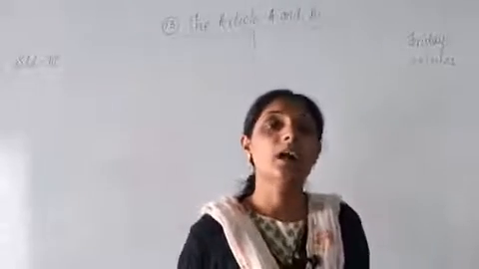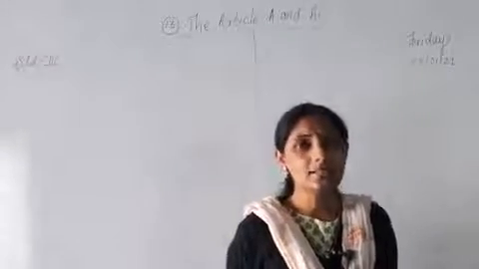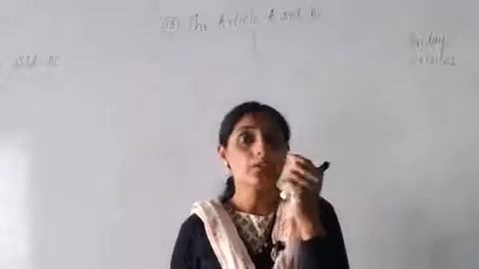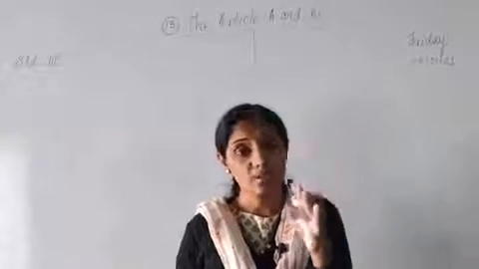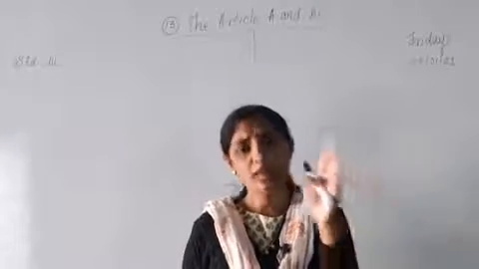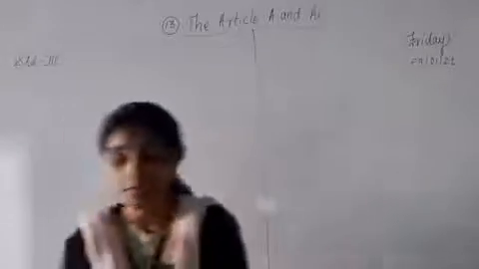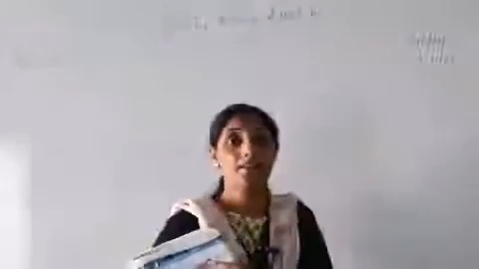The name of our lesson is the article a and an. Now, what are articles? Articles are words which are used before words which start with a consonant sound and words which start with a vowel sound. Here in the book it is given that a and an are indefinite articles which do not refer to a particular person, place, animal or thing.